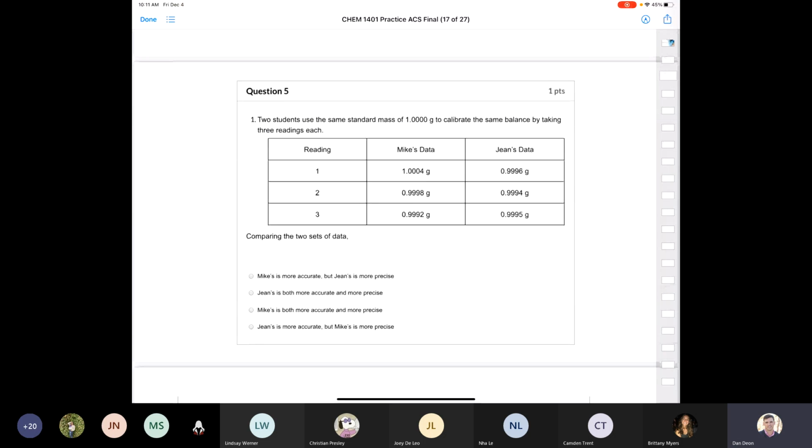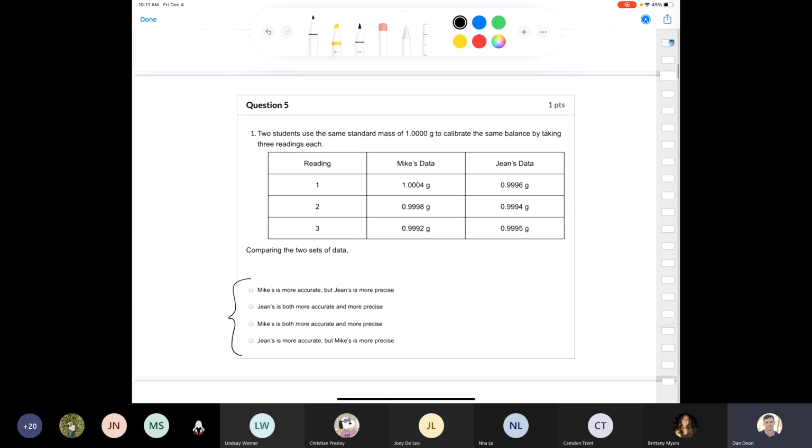Question number 5 says two students use the same standard mass of 1.0000 grams to calibrate the same balance by taking 3 readings. So we have Mike and Jean, and they're both taking 3 readings, and we want to compare the 2 sets of data. The possible answers are shown down here. Mike's is accurate, Jean's is precise. Jean's is more precise and accurate. Mike's is both accurate and precise. Jean's is more accurate, but Mike's is more precise.